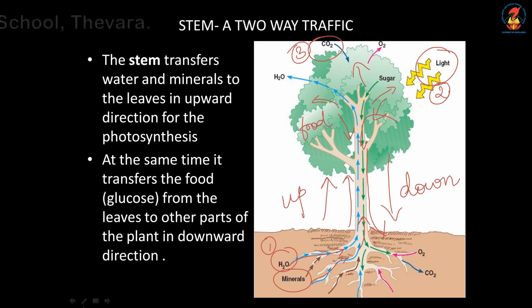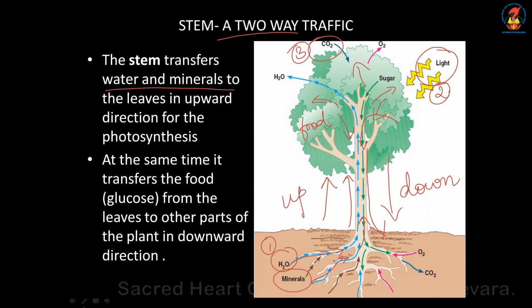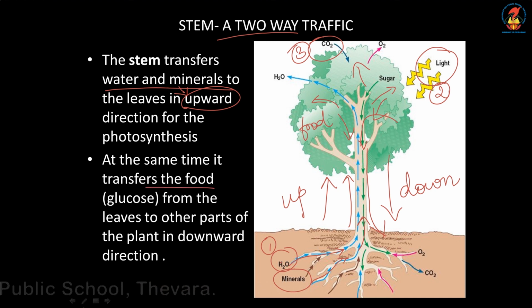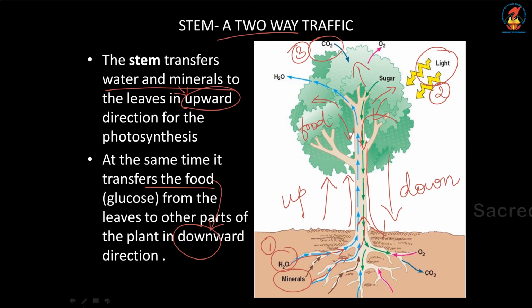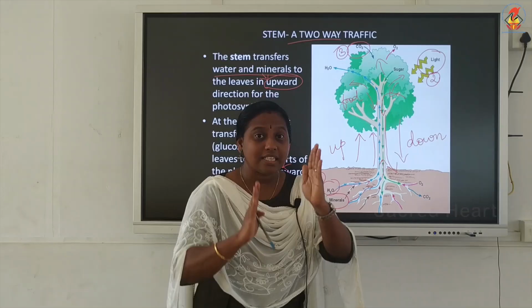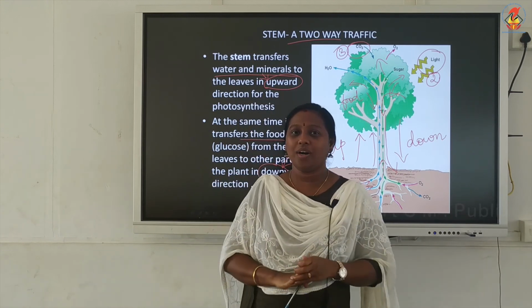So, actually the stem is allowing substances to move in 2 directions. One is up and the other one is down. Okay, so stem allows the movement of substances in a 2-way direction, or it is a 2-way traffic system happening in our stem. So, just read this. The stem will transfer the water and minerals to the leaf in upward direction. So, water and minerals in the upward direction. And what is the second point? At the same time, it will transfer the food from the leaves to other parts of the plant in a downward direction. So, food in a downward direction. Water and minerals in the upward direction, food in the downward direction. So, it is a 2-way trafficking system occurring in our stem.